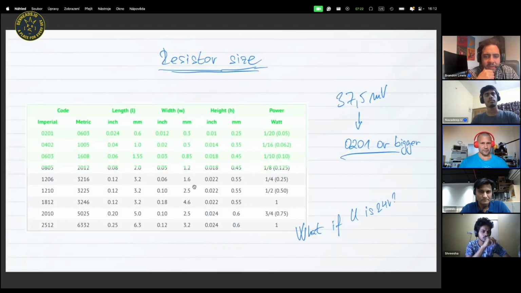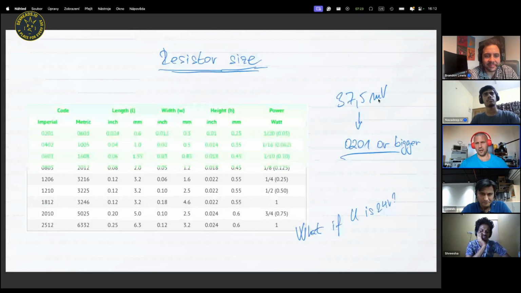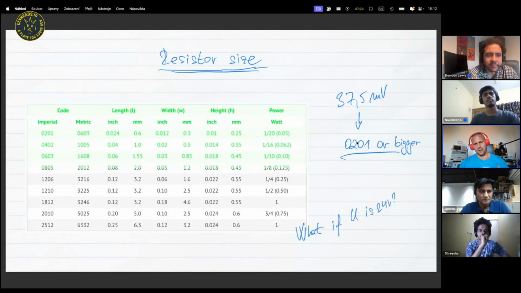I copied the table from some catalog. I don't know if the screen is correct or not, but half of that is green, but never mind. There is a typical power for each resistor size. We have 37.5 milliwatts. You can see that even the smallest, 0201, has a maximal dissipation power of 50 milliwatts. So it's okay. We can use almost every size available. The most common are 0603, which has 100 milliwatts, or 0805, which has 125 milliwatts.